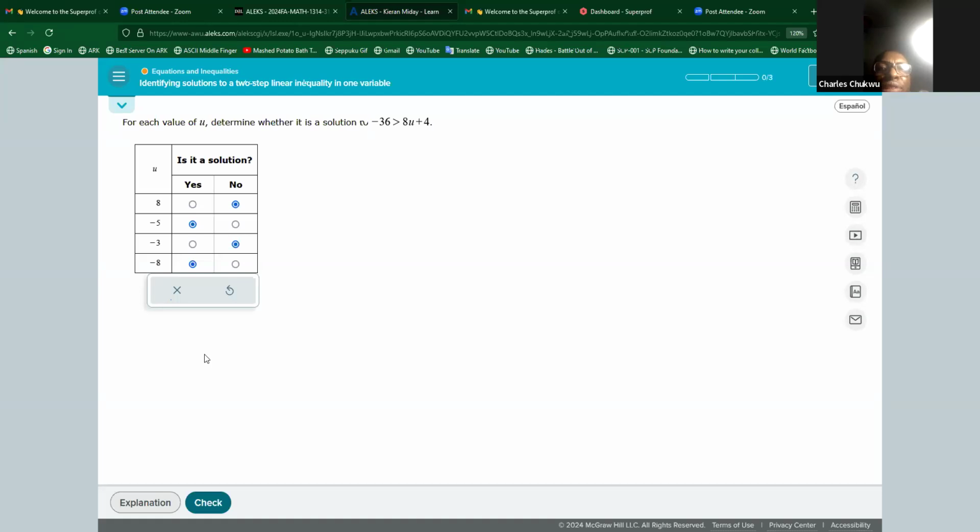No. The second one was -5. 8 times -5 is -40. -40 plus 4 is -36. Now take note, it says -36. -36 cannot be greater than itself. So that's a no. And this then is also finally a no.